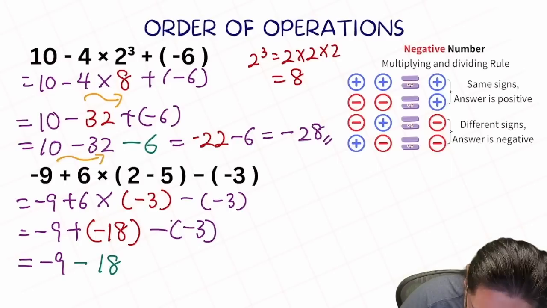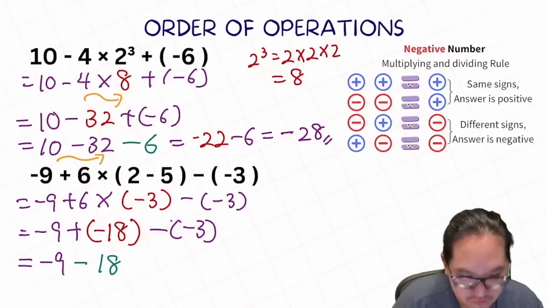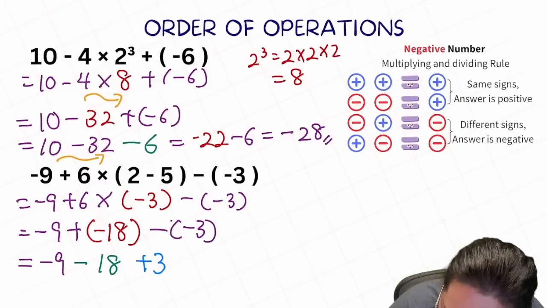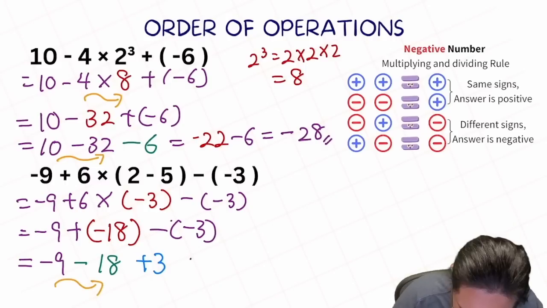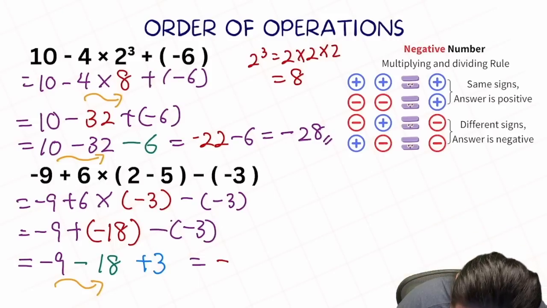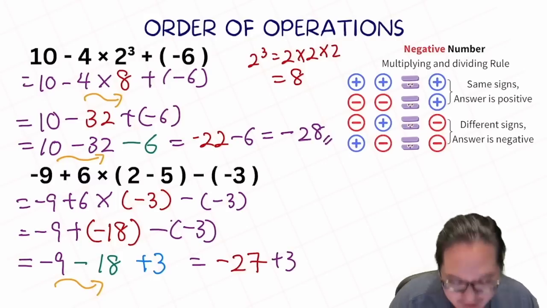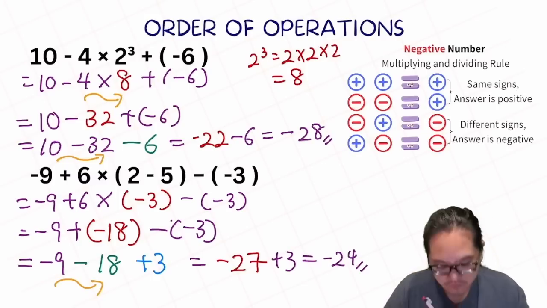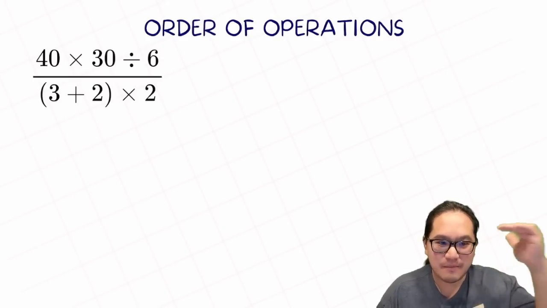A minus and a minus here equal to what? Positive, right? So we add 3. So now let's do the calculation from left to right. Negative 9 minus 18 is equal to what? Negative 27 plus 3. And negative 27 plus 3 is just equal to negative 24. Voila. So now let's step it up a notch.